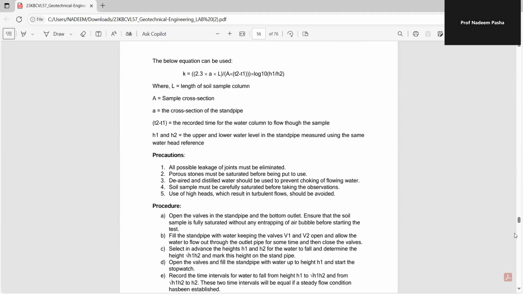The coefficient of permeability can be calculated using the formula K = 2.3 × a × L / (A × (T2 − T1)) × log10(H1/H2), where L is the length of the soil sample, A is the sample cross section, and a is the cross section of the standpipe. T2 − T1 is the recorded time for the water column to flow through the sample. H1 and H2 are the upper and lower limit water levels in the standpipe, measured using the same water head reference.